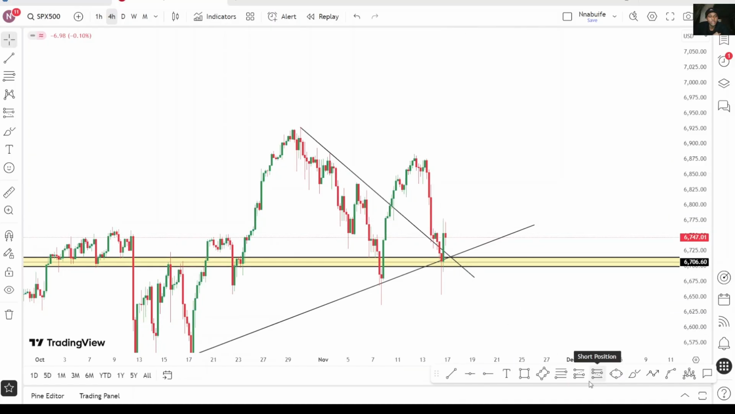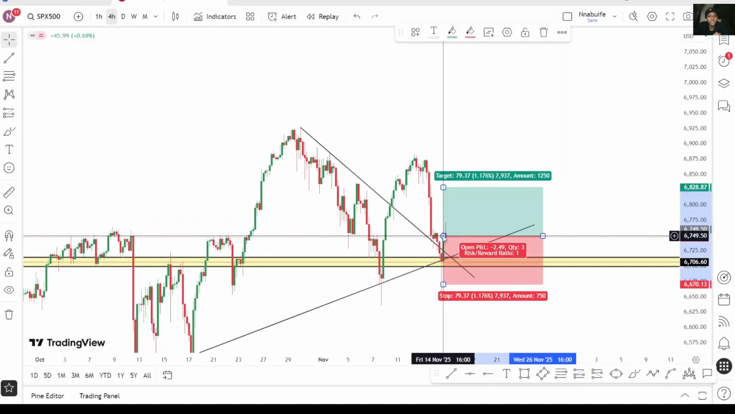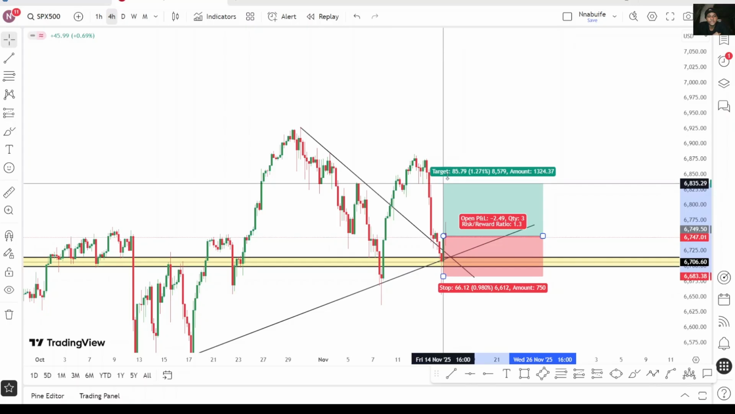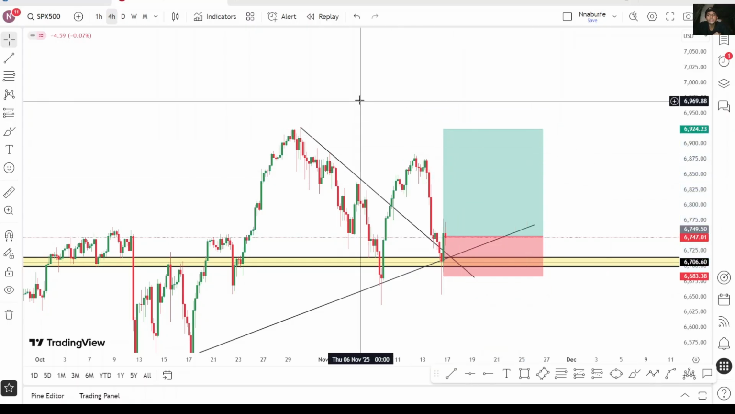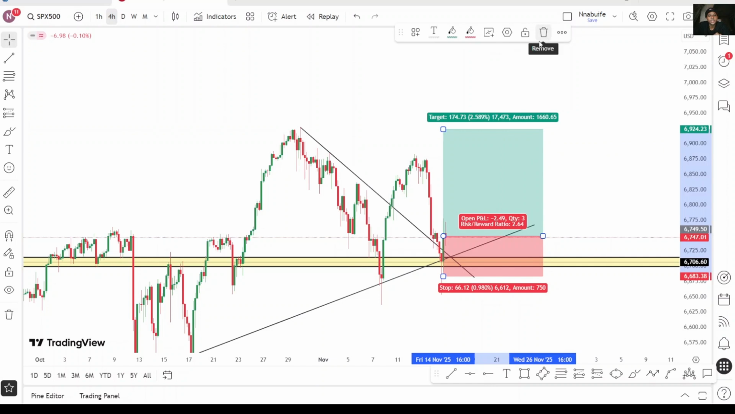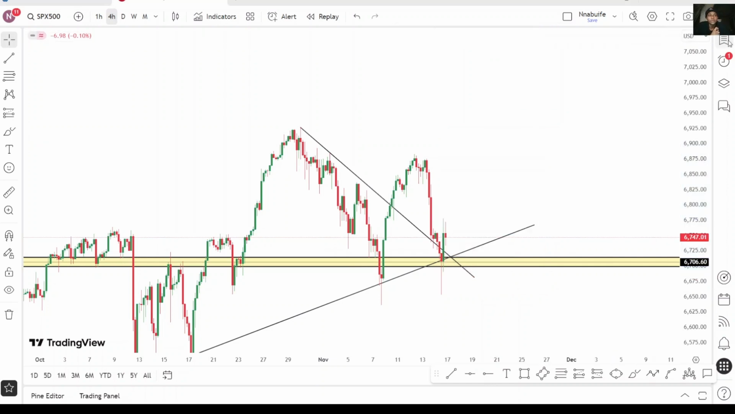My trade would be like this. My stop loss would be somewhere around here, and my take profit would be to the upside somewhere around here. This is the ideal setup for me on SPX. A nice setup to buy to the upside. I'll be executing this pair on Monday.